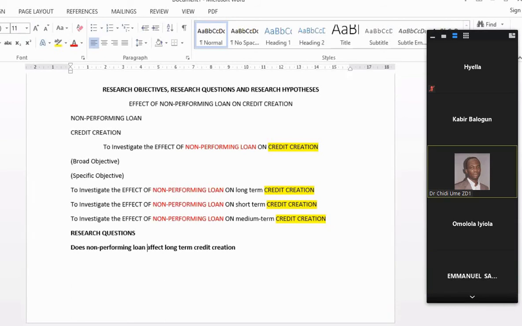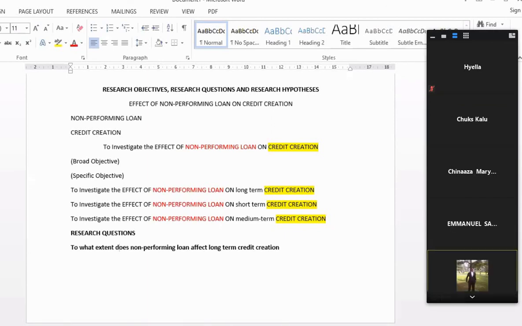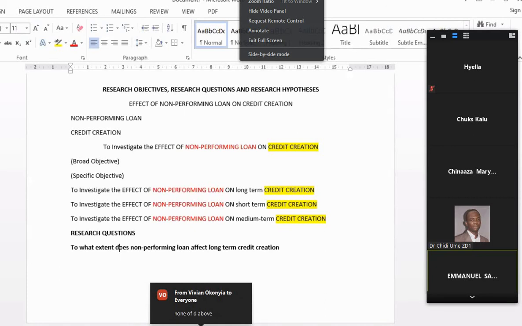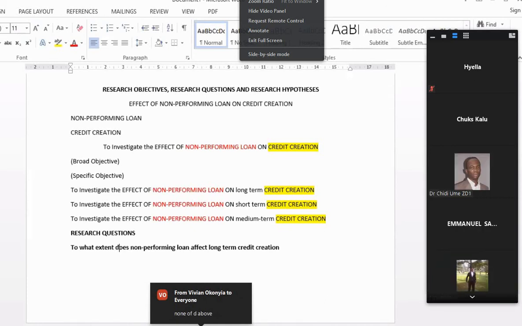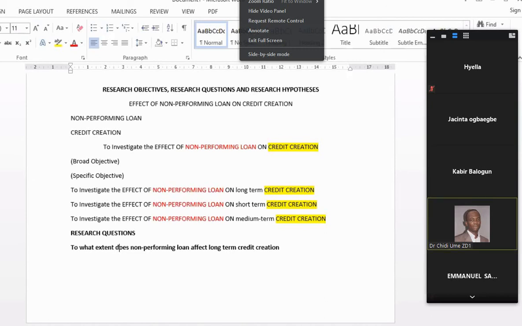Now, what if I write, to what extent does non-performing loan affect long-term credit creation? Answer the question. Would you give me a yes or a no? No, we're not giving a yes or no. Specific answer, sir. You will tell me to a large extent. Then I'll ask you how large is the large extent? Very large. So we'll begin to grapple with a lot of things, trying to find the answer to this question.